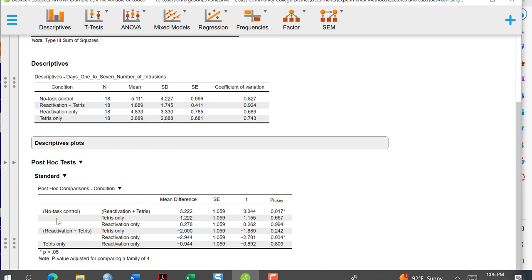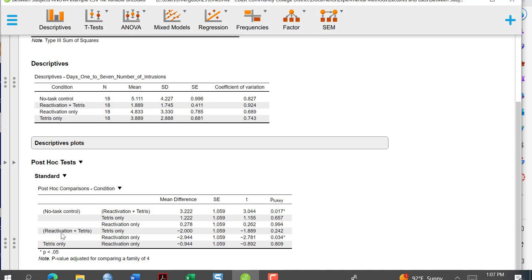All right, now let's look at our post-hoc table. This table is showing you a no-task control group in comparison to reactivation plus Tetris, Tetris only, and reactivation only. So if we go all the way over, this shows us our p-value and it's flagged, it's starred, so it is significantly different. So the no-task control recalled a significantly higher number of intrusions than the reactivation plus Tetris group. However, it had the same number of intrusions compared to the Tetris only and reactivation only, as seen here by these insignificant p-values. Those are both much greater than 0.05.